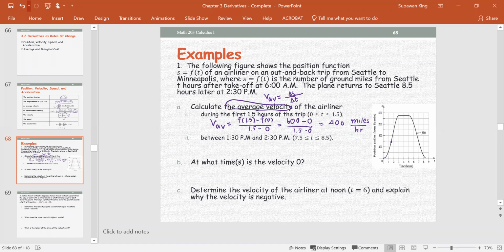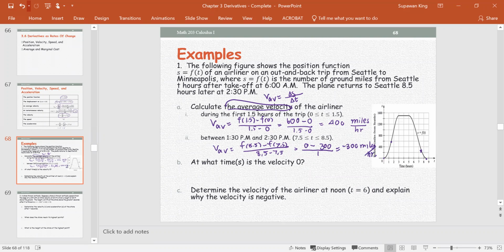Second part, between 1:30 p.m. and 2:30 p.m., which is 7.5 hours and 8.5 hours from the takeoff time. So the average velocity would be the function at 8.5 minus the function at 7.5 divided by 8.5 minus 7.5. From the graph, the function at 8.5 is 0 because the plane already landed at Minneapolis and came back to Seattle Airport. Then minus the function at 7.5, which is about, let's say, 300. The change of time is 1 hour. So the average velocity is negative 300 miles per hour.